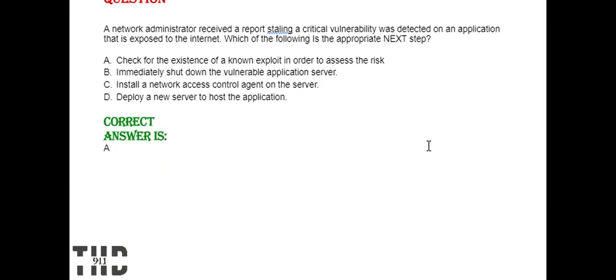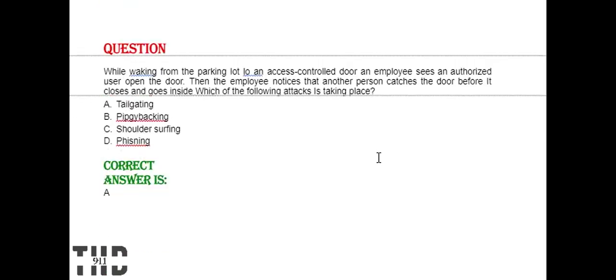The network administrator receives a report stating a critical vulnerability was detected in an application that was exposed to the internet. Which of the following is the appropriate next step? Option A, check the existence of the known exploit in order to assess the risk. Option B, immediately shut down the vulnerable application server. Option C, install the network access control agent on the server. Option D, deploy a new server to host the application. Option A is correct.